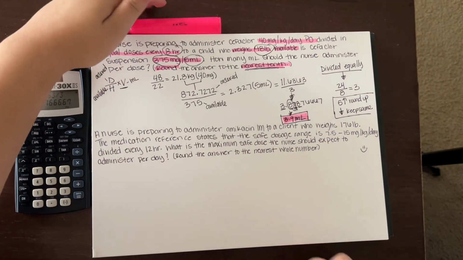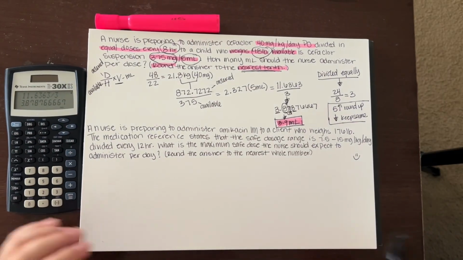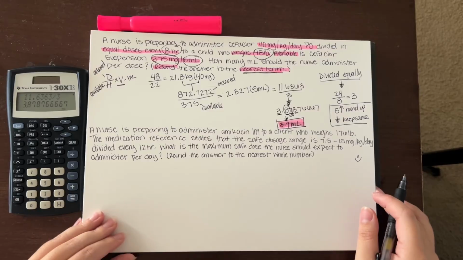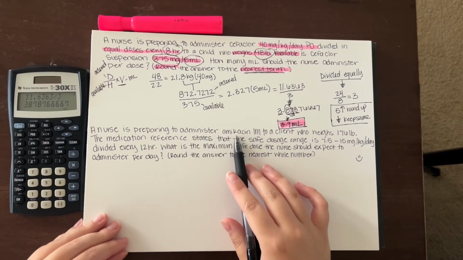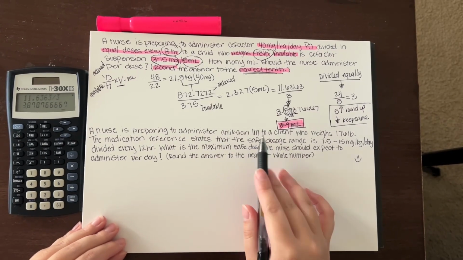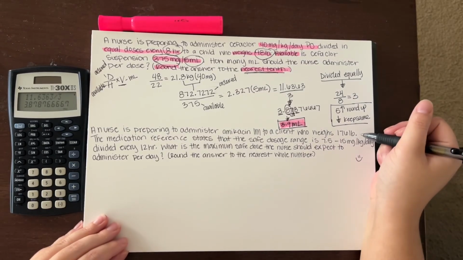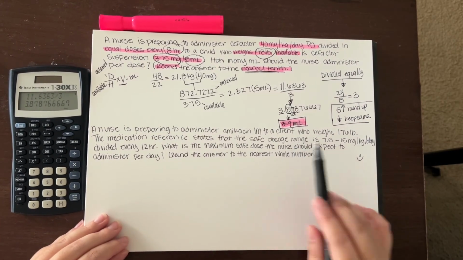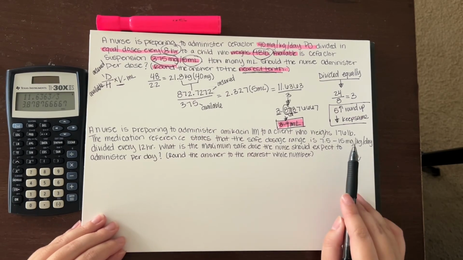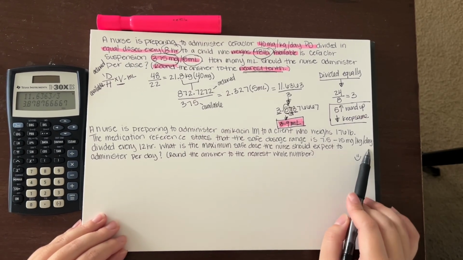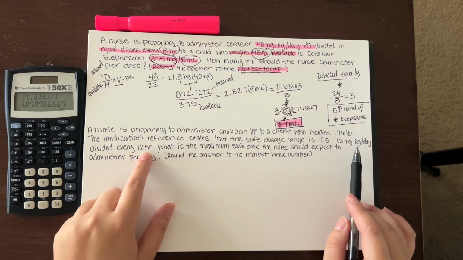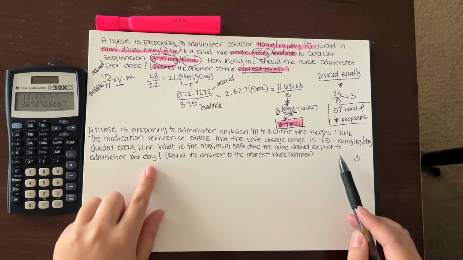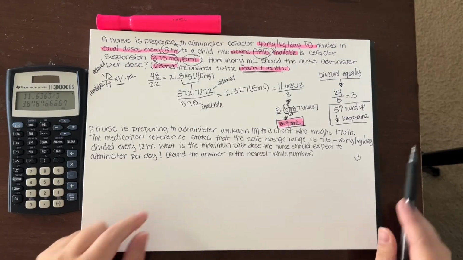Okay, so let's work on the second problem. A nurse is preparing to administer, I'm not even going to bother pronouncing that, intramuscular to a client who weighs 176 pounds. The medication reference states that the safe dosage range is 7.5 to 15 mg per kg per day, divided every 12 hours. What is the maximum safe dose the nurse should expect to administer per day? Round to the nearest whole number.